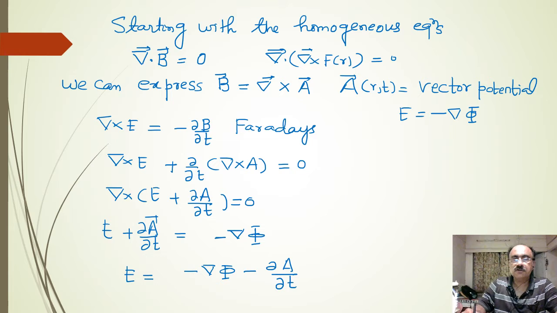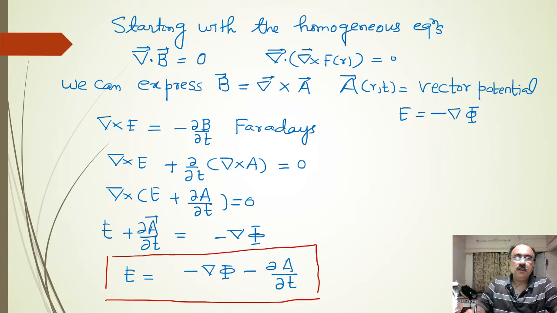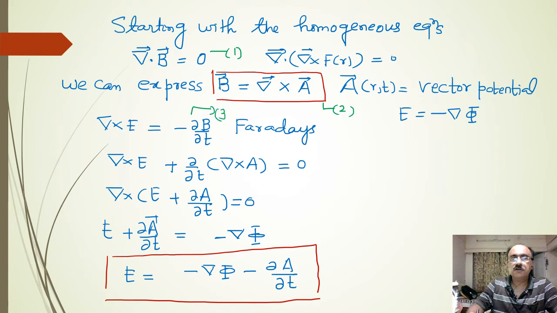So this is the equation we have written for E in terms of A and phi, and this one is the magnetic field which has been expressed in terms of the vector potential A. So going over to the equations again, we number them. This is equation number 1 and this is equation number 2. This is Faraday's law, give it equation number 3, and then this expression as equation number 4.